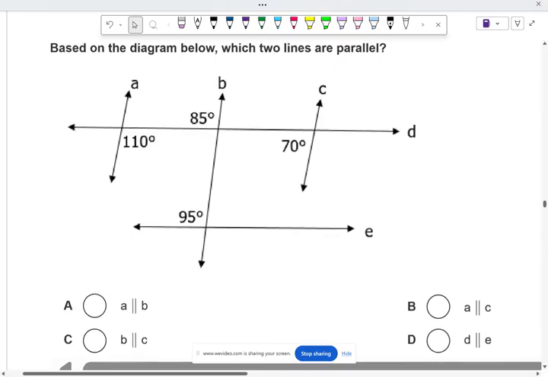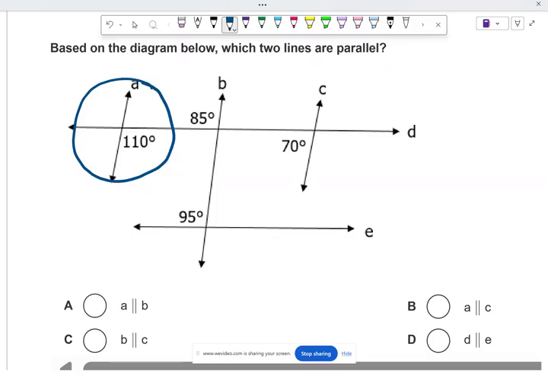All right, so to find out which two lines are parallel, you fill in all the angle measures in each cluster. All right, first little cluster. If this angle is 110, I know the vertical angle is 110. 180 minus 110 will give us 70. So the other two angles are 70 degrees.